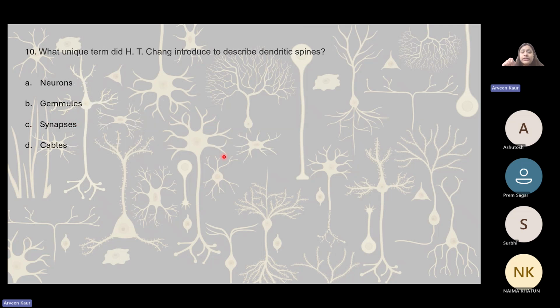So for instance, through dendrodendritic neurons, right? So that is a feedback mechanism that is happening.